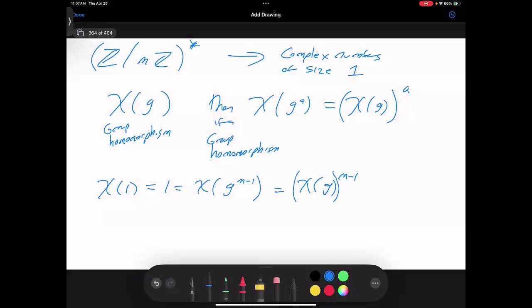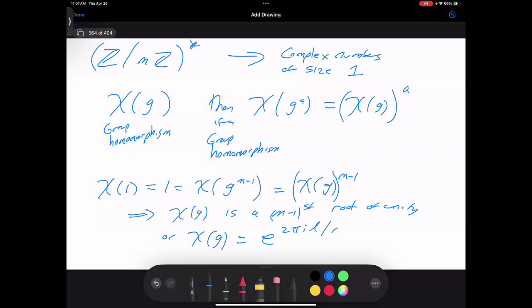So we have something which, when raised to the M minus first power, has to be 1. Therefore, chi of G is an M minus first root of unity, or chi of G is equal to e to the 2 pi i L divided by M minus 1 for some L in 0, 1, ..., M minus 2. And so we're able to explicitly write down all the group homomorphisms here. And it turns out these are extremely useful in trying to answer a very famous question.